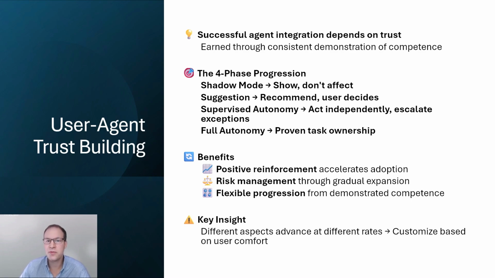Then, in the supervised autonomy phase, you can allow the agents to act independently for routine cases while escalating edge cases for human review. Finally, full autonomy emerges only for well-understood tasks, where the agent has demonstrated consistent success and for which risk assessment has already been performed. Remember that this progression is not linear or uniform. Different aspects of the agent's responsibility can progress at different rates based on competence and user comfort levels. This is what will also change the interaction pattern that we were seeing before.